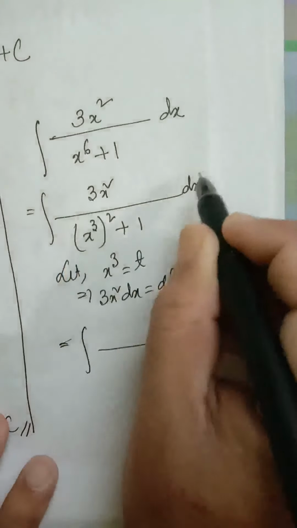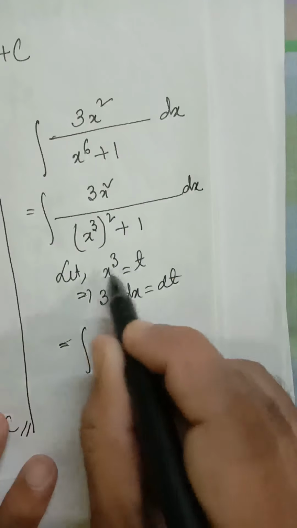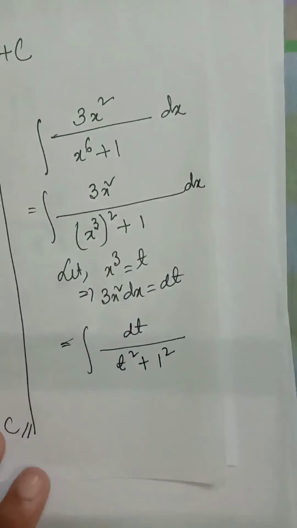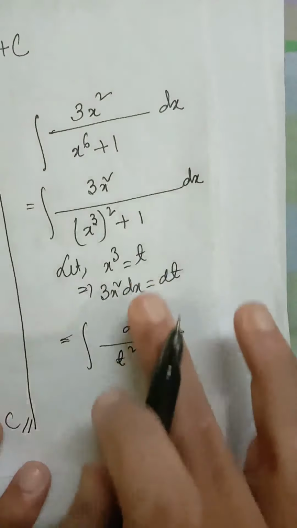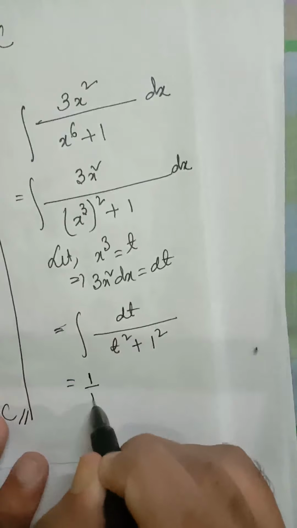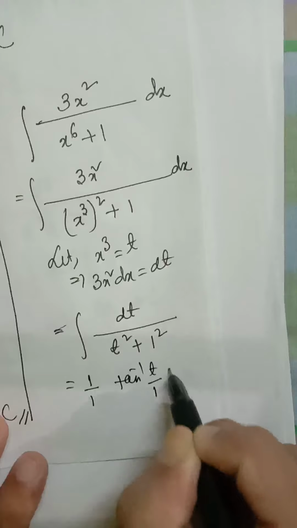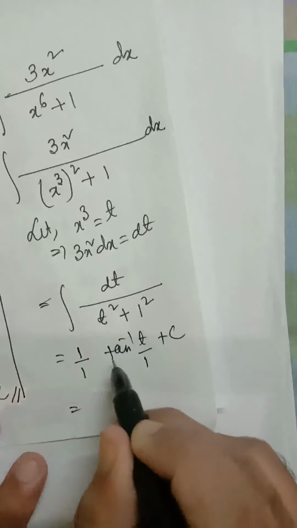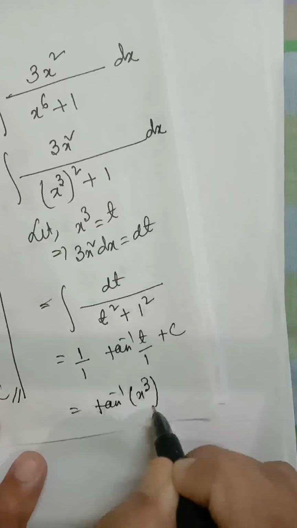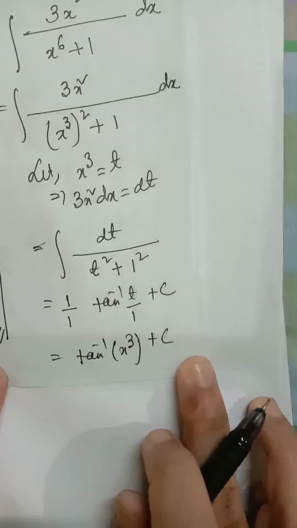Therefore, now the given integral becomes: the numerator will become dt and the denominator will be t square plus 1, since x cube is t; you can write 1 as 1 square. Now this is in the first form, dx by x square plus a square. Its answer will be 1 by a, that is 1 by 1, tan inverse of t by 1 plus c. So it will be tan inverse of t only. So tan inverse of t is x cube. So tan inverse of x cube plus c is the answer.